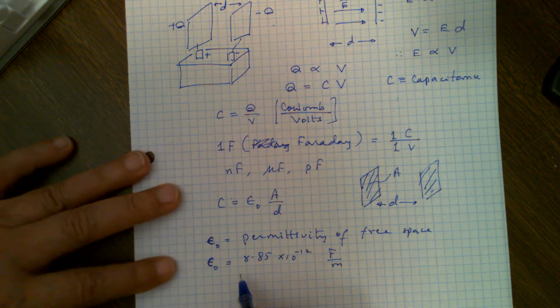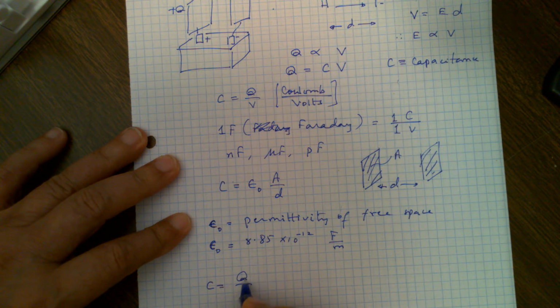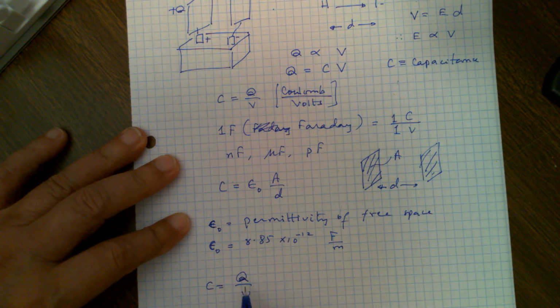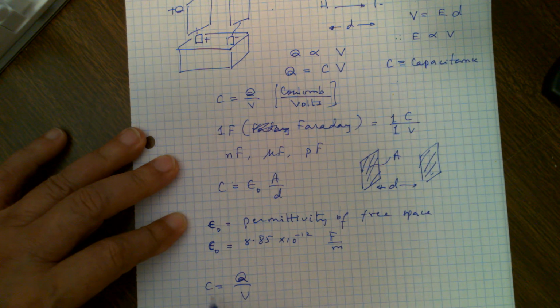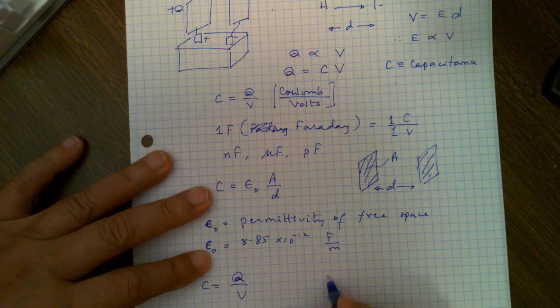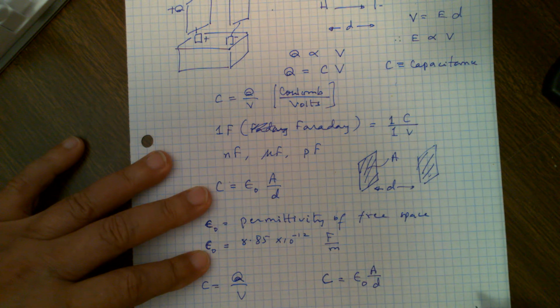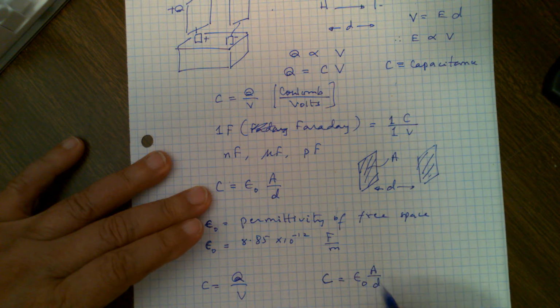So now we have two formulas. One is C is equal to Q by V. That's for a capacitor in general: you can store Q amount of charge and the voltage difference is V, then C is equal to Q by V. For a parallel plate capacitor, and this is specifically only for parallel plate capacitors, C can also be written as epsilon naught A by d, where A is the area and d is the separation distance between the plates. Of course, A is in meters squared and d is in meters. All right? So we have two formulas now.